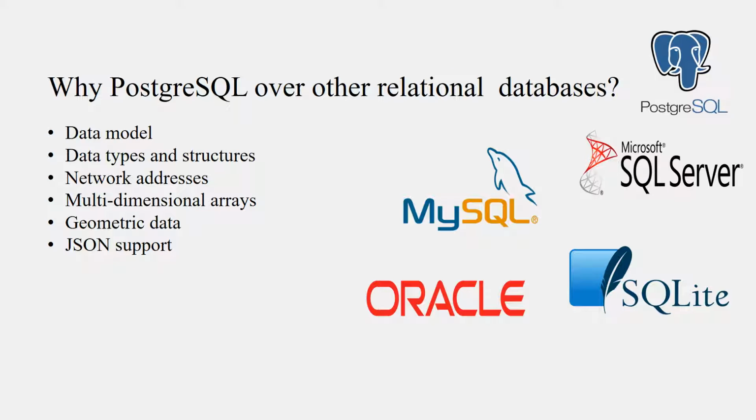Why choose PostgreSQL over other relational databases? It has a data model that's not just relational but object relational. It has an extensive list of data types and structures apart from the common numeric, floating point, string, boolean, etc. There are other data types and structures like UUID, monetary, enumerated, geometric, binary, etc. It enables storing different network address types.